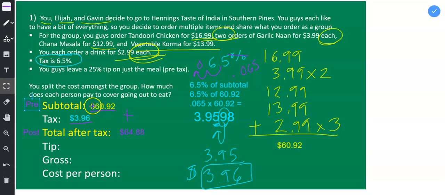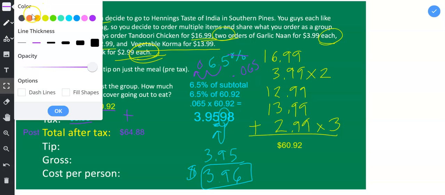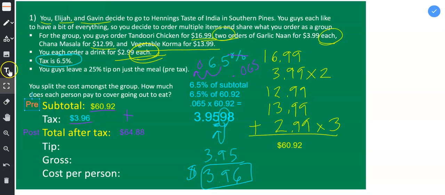So $60.92 is before taxes added. The other total is $64.88 after taxes added. On Friday, you would have taken 25% of $64.88, but today it says you guys leave a 25% tip on just the meal, so pre-tax amount, and the before tax amount is the $60.92. So I'm going to grab a new color. Red might show up better. And then we're going to calculate the 25% of the subtotal today. That's going to be our tip.